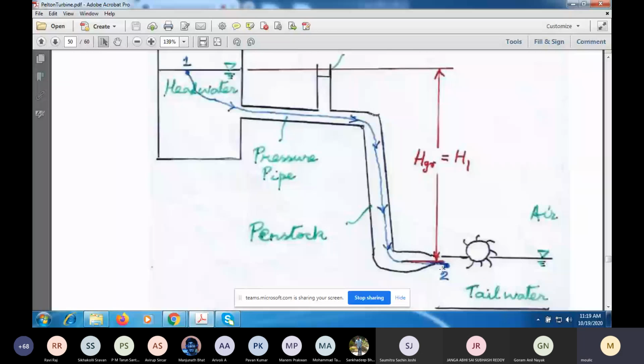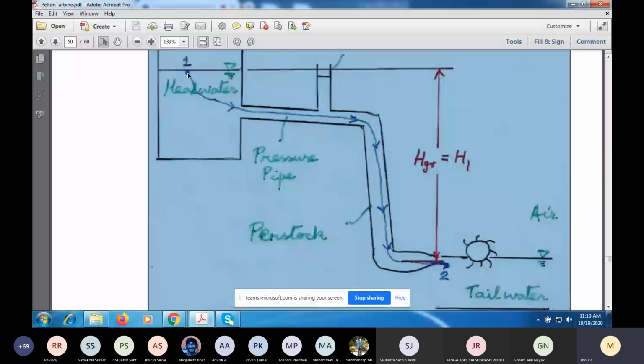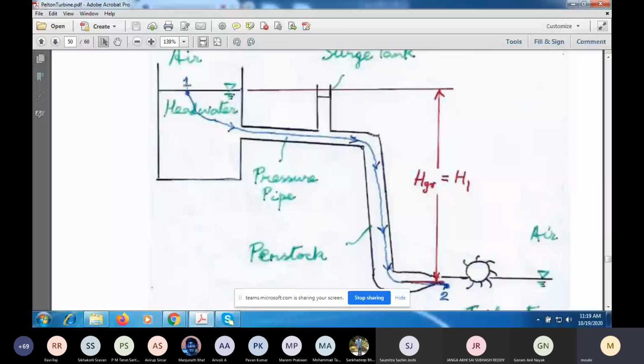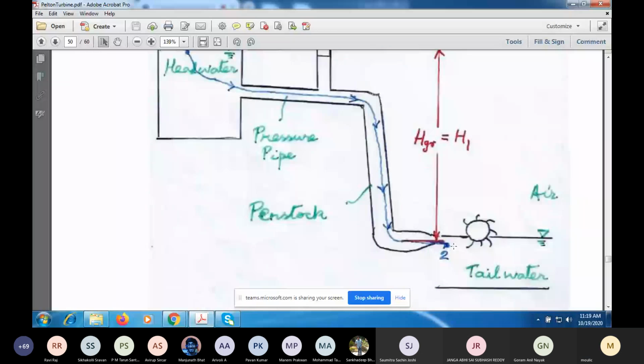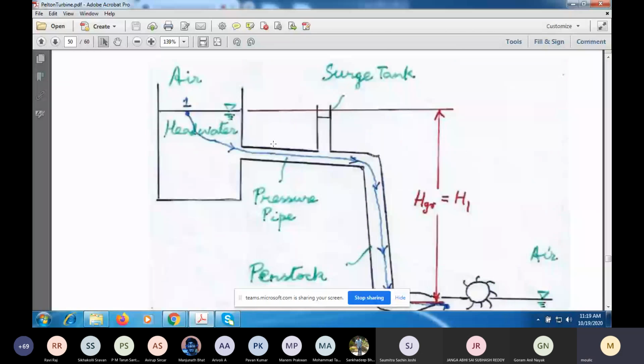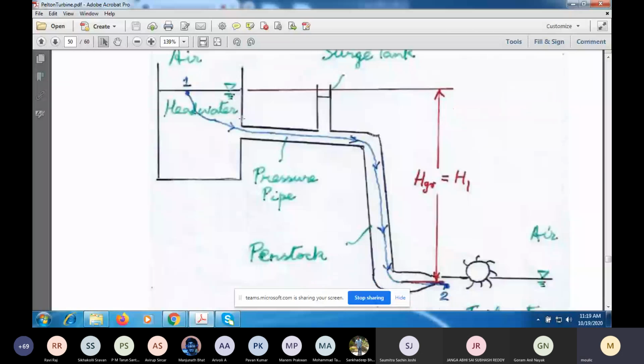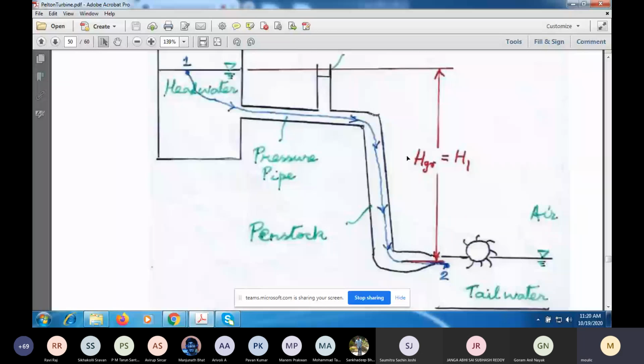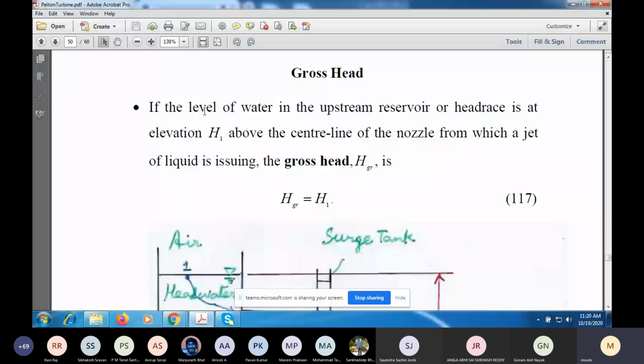So we can apply Bernoulli's equation between this point, which I've called 1, at the interface between the water and the air of the upstream reservoir, and a point 2 at the exit of the nozzle. And this height difference between the center line of the nozzle and the level of water in the upstream reservoir, the headrace, is what we are calling H subscript 1 or H subscript GR. GR for gross. So this is the gross head. So we can define the gross head this way.